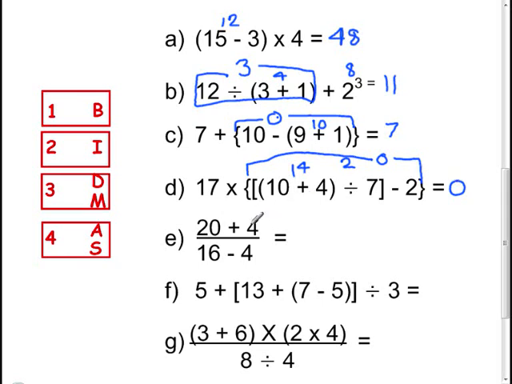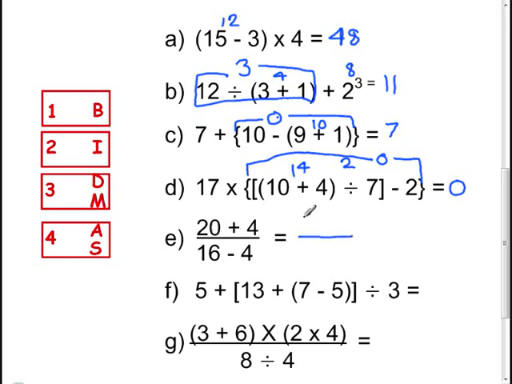Now here's an interesting one. You've got a problem on top and a problem on the bottom. What you need to do is solve the top, solve the bottom, and then divide the bottom up into the top. So it looks like this.